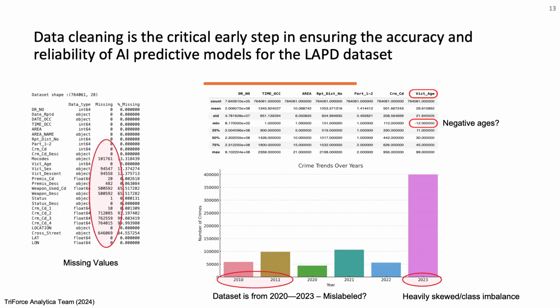So to address these issues and clean our data, we'll set up validation rules for problems like negative ages, perform statistical imputations for missing values or drop them, and employ temporal normalization to help eliminate bias that may be influenced by year. Next slide, please.